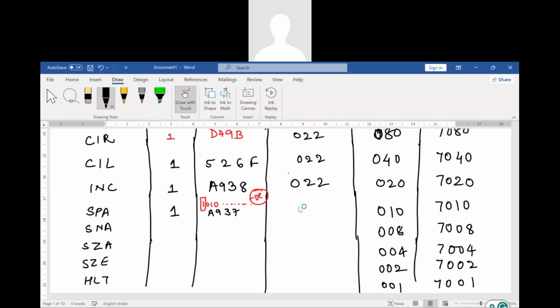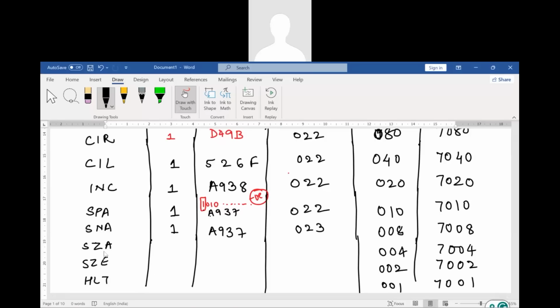A937. Okay, PC 022. Now check, skip if accumulator is negative. We know that my accumulator is A937. The value of A starts with 1, hence the content of accumulator is negative. What we have to do if the content of accumulator is negative? Skip. What does skip mean? Increment the value of program counter. So the next instruction which was going to be executed, 022, would be skipped and the value of program counter would become 023. Content of accumulator would remain as it is.